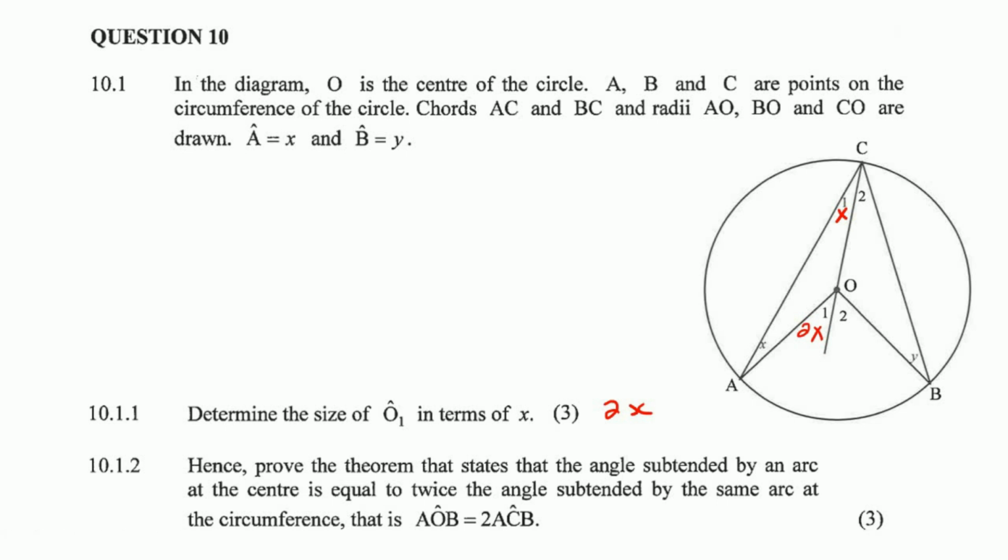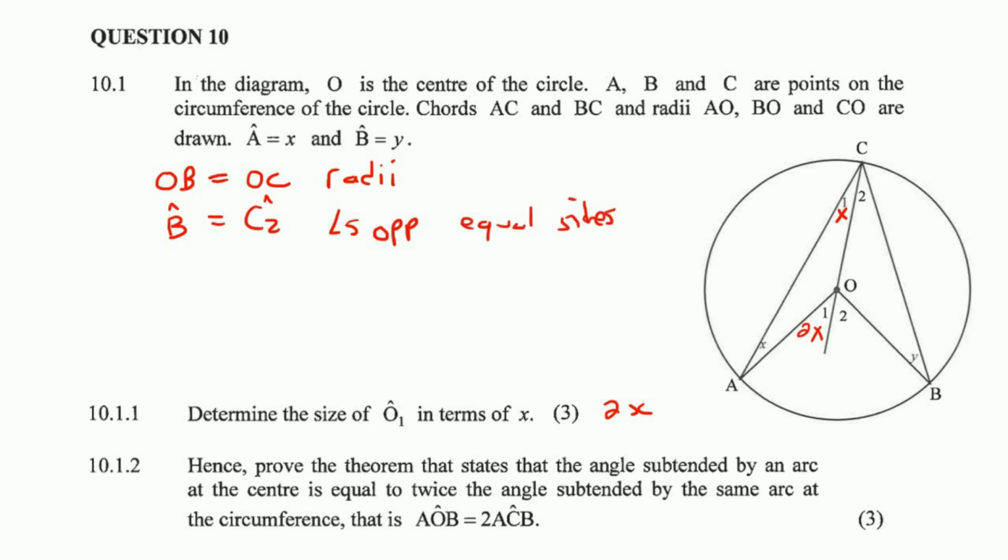So we're going to say that OB is the same as OC, Y, radii. What I'm saying is that this length is the same as that length over there. Then we're going to say that angle B is the same as angle C2 because of angles opposite equal sides.